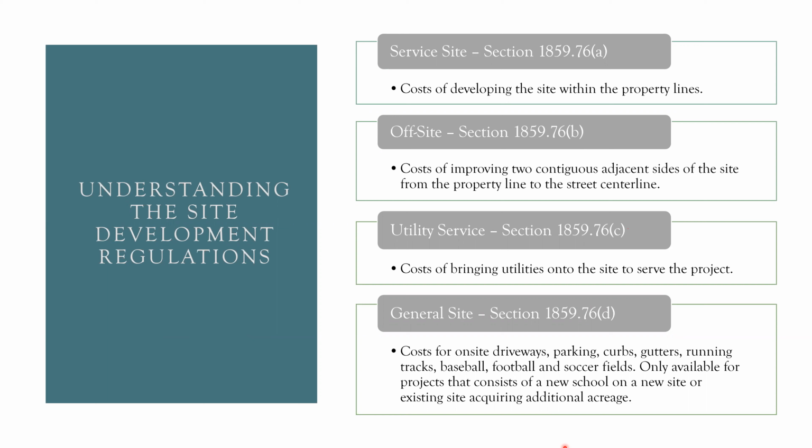For general site, it's section 1859.76d. This talks about the cost for on-site driveways, parking, curbs, gutters, running tracks, baseball, football, and soccer fields. And once again, general site is only available if the project consists of a brand new school on a new site, or if the district is acquiring additional acreage.